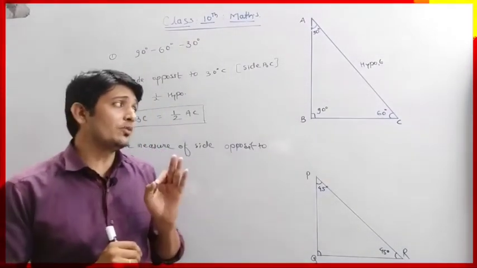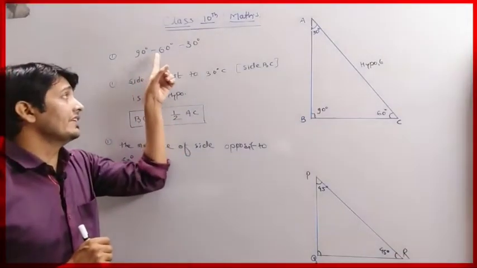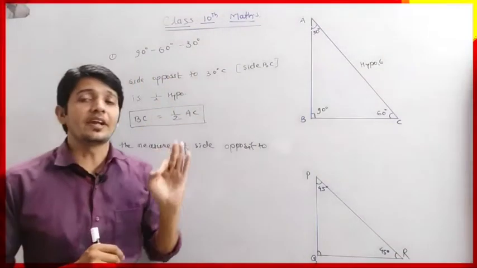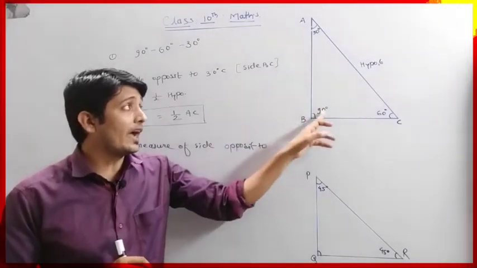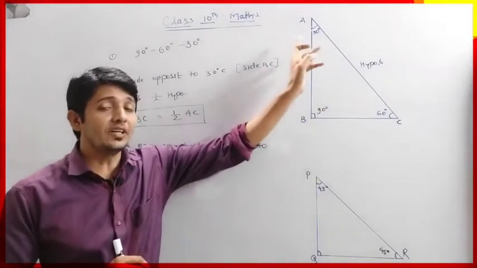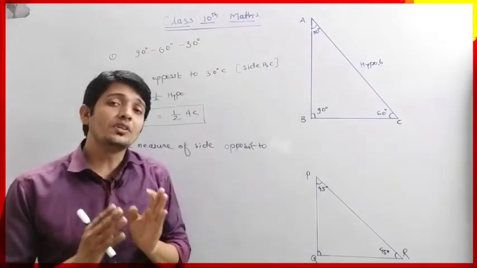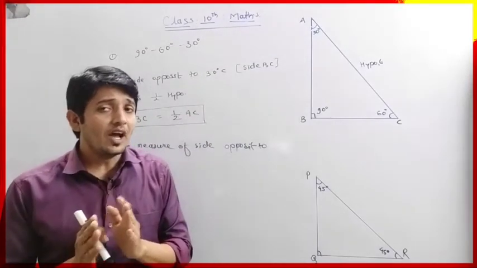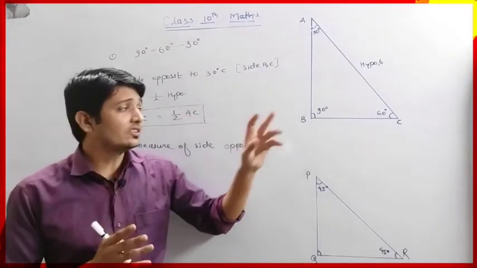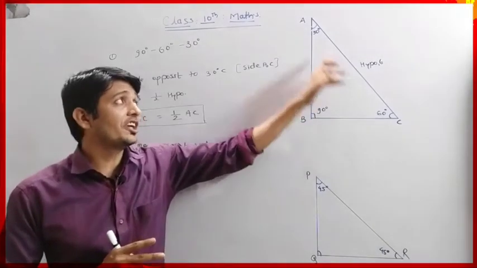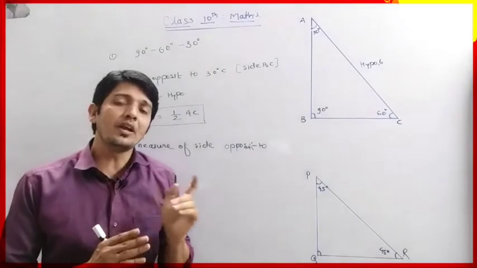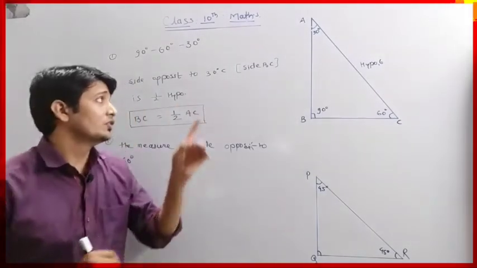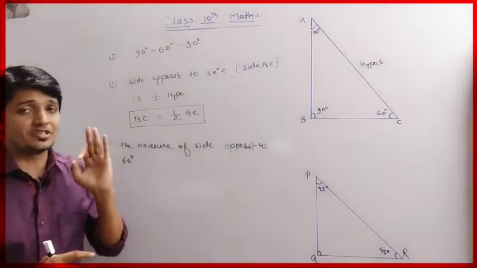So as we know, in a 90, 60, 30 right angle triangle, the sides opposite to the 60 degree and 30 degree angles, we can measure their length by comparing with the hypotenuse. So here we have the first condition.